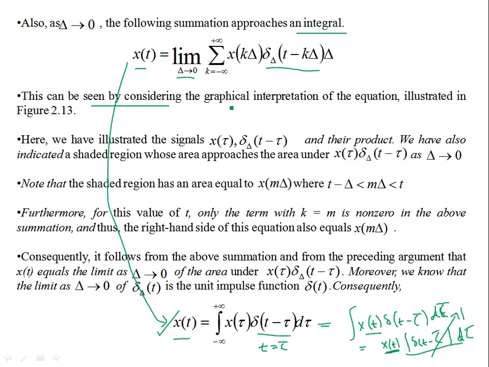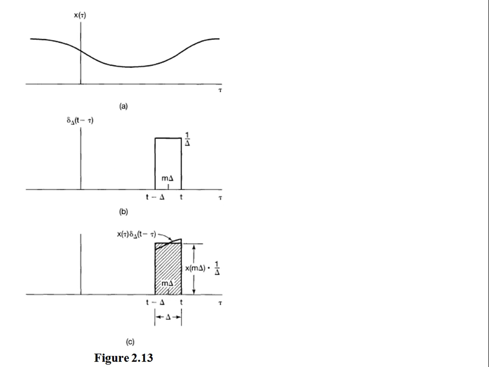Now this can also be seen by considering the graphical interpretation of the equation as illustrated in figure 2.13. In figure 2.13 you have a signal x of tau, then delta of t minus tau, and the duration is delta. Let's say m delta is greater than t minus delta, but less than the present time instant t. This is a shifted pulse, and the area is again 1. The height is 1 over delta, because this rectangle has a height of 1 over delta and a width of delta, so the area is 1.